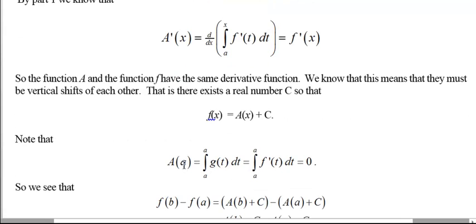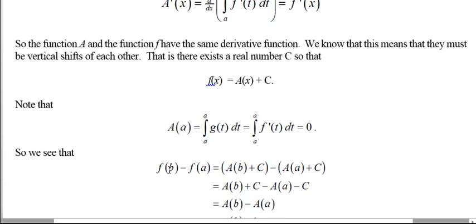So if A(x) was, well, let's do A(a). Well, that's the integral from a to a, and that's going to end up being 0. So anytime you integrate from one number to the same number, doesn't matter what you put over here, you're going to get 0 for that integral. In other words, no area if you don't have any width.